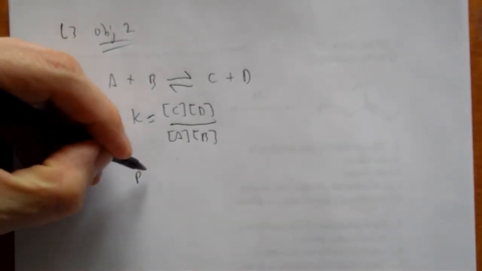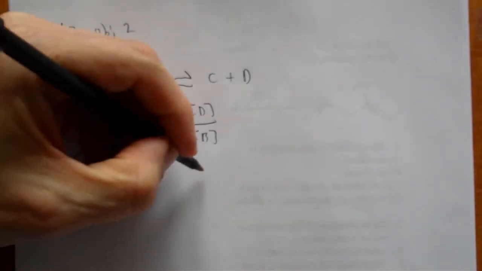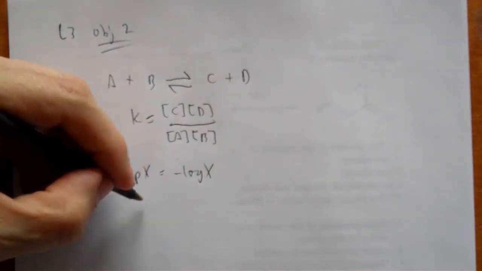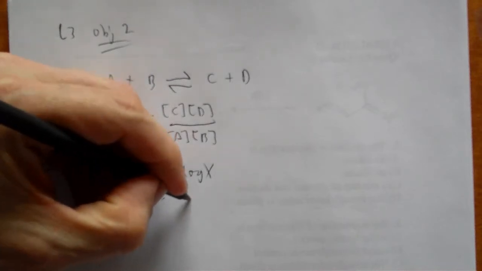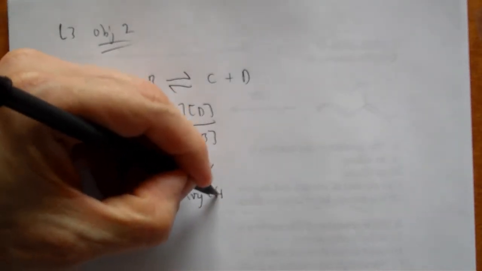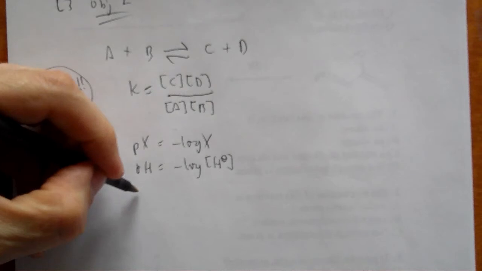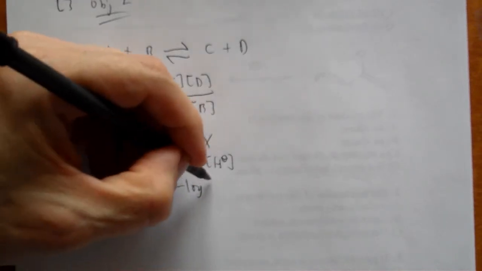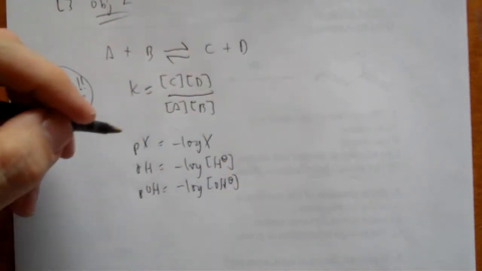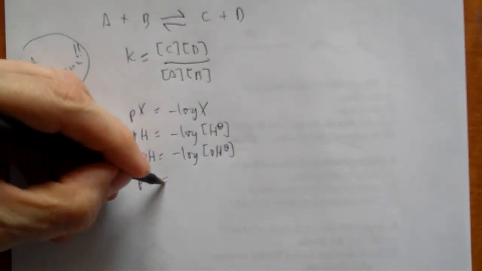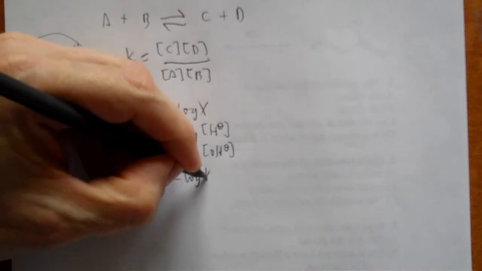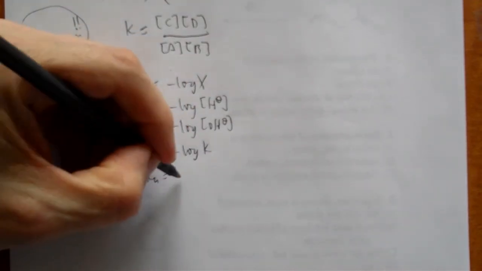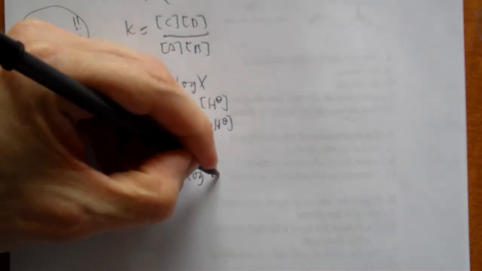Did you also remember that pX is equal to the negative log of X? That's the p function, right? pH is equal to the negative log of the hydrogen ion concentration, pOH is equal to the negative log of the hydroxide ion concentration, and pK is equal to the negative log of K. So pKa is equal to the negative log of the Ka.